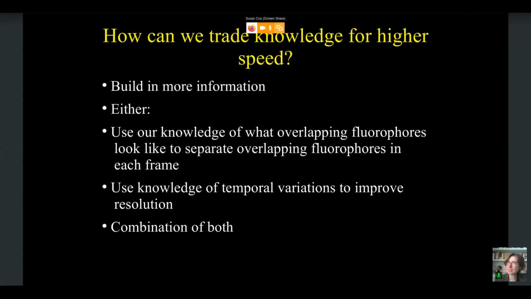So what I was saying before we had a little break: how can we trade knowledge for higher speed? We have two possible ways to build in more information. We can either use our knowledge of what overlapping fluorophores look like to separate fluorophores in space, or we can use the fact that we know that fluorophores are turning on and off in time to improve the resolution.